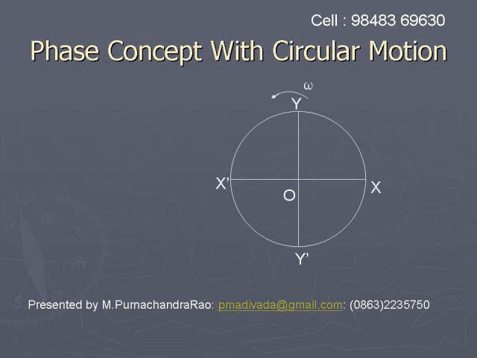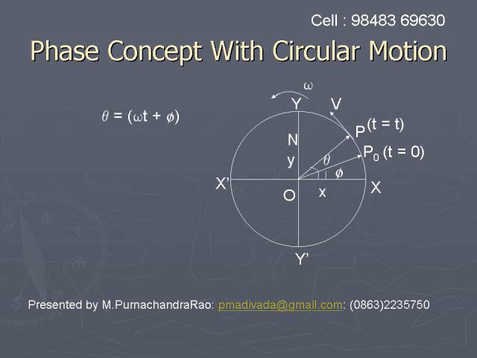To understand the concept of phase, let us consider the circular motion. In the circular motion, I have shown OP0 is the position at t is equal to 0. OP0 is the position of the radius vector at time t is equal to 0. And OP is the position at time t.